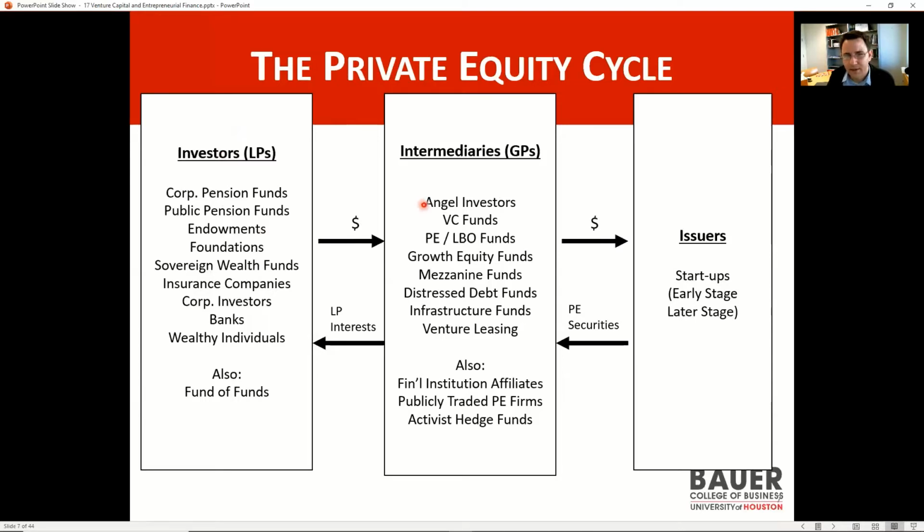Angel investors, we talked about, they're kind of like VC funds, but they're more passive and they invest lower amounts. We move up the scale, we go into bigger and bigger investments with private equity and leveraged buyout funds, debt funds, etc. And then we've got issuers on the side. So these would be the startups for venture capital, or it could be a distressed company if we're thinking about a distressed debt fund. In each case, we've got this intermediary trying to connect the investors to the issuers.